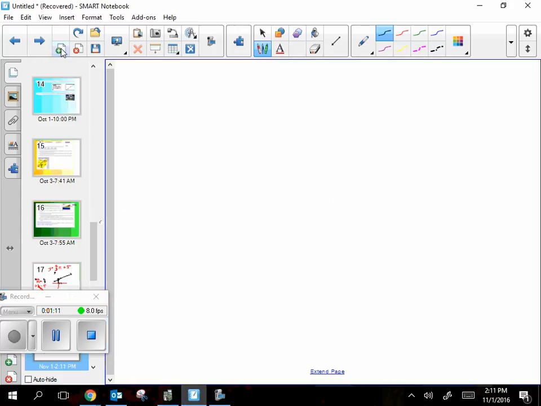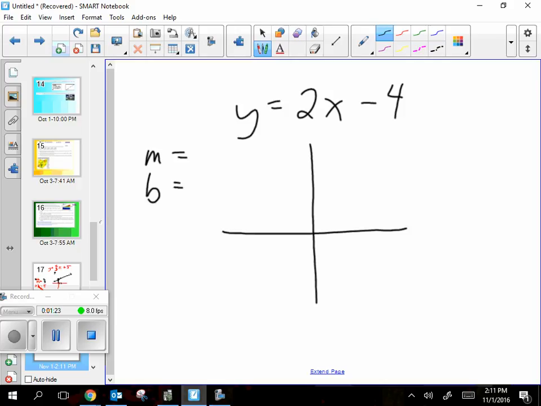Let's see if you remember what we learned before. y equals 2x minus 4. First tell me what m is, then tell me what b is, then make a sketch. I'm going to pause for a second while the teachers come around and check and see if you are doing this right. Recording again, here we go.